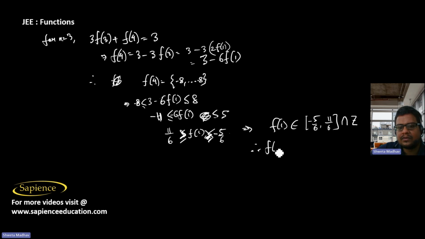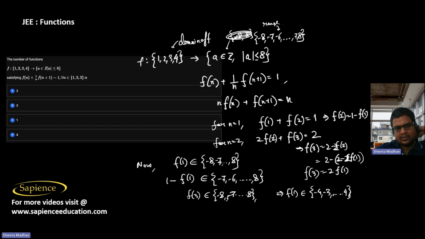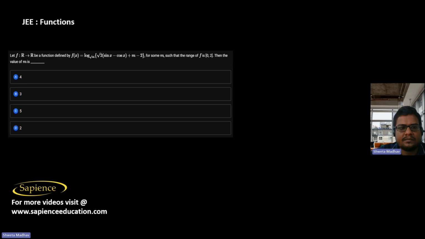So therefore f of 1 can be only 0 or 1, only these two. So it means there can be only two such functions. So option A is the correct answer.